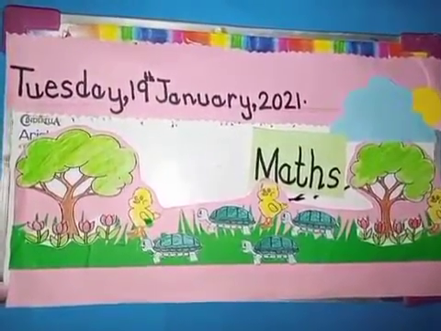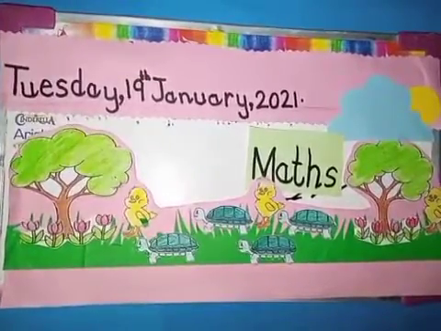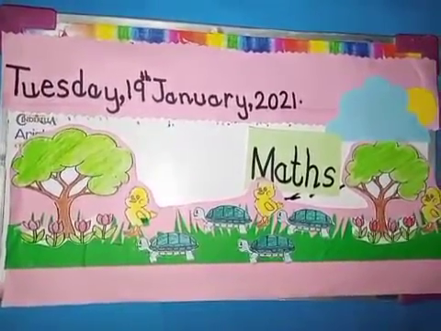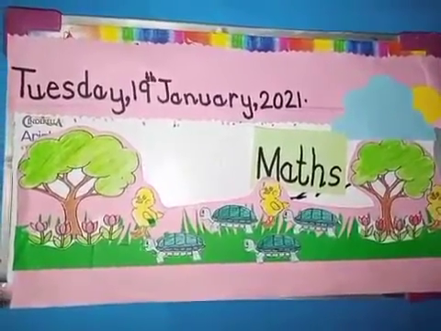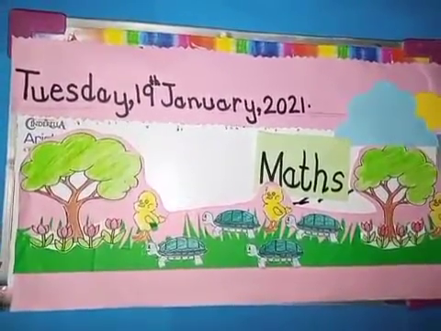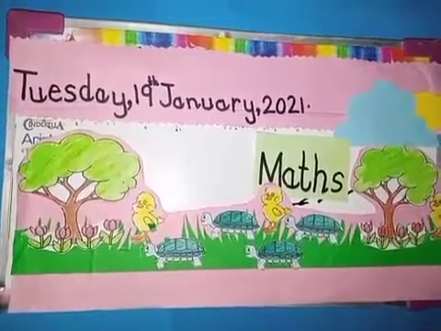It's our maths period. Today is Tuesday, 19th January 2021. Today is cloudy and foggy weather. Today our topic is subtraction. Let's start subtraction with activity.